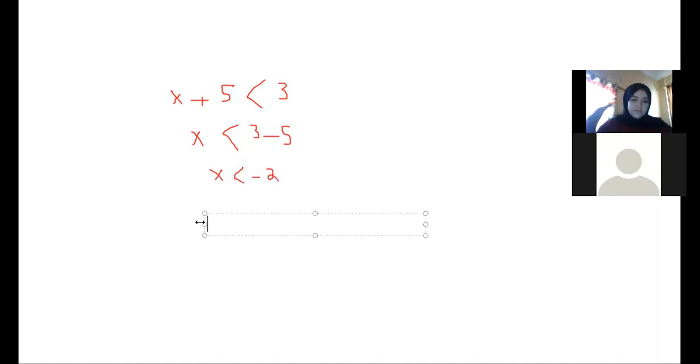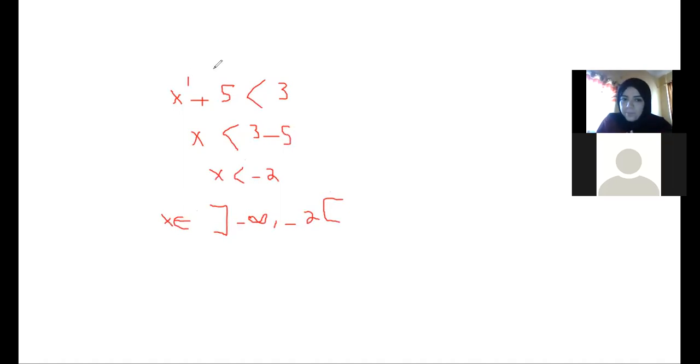Basically, we can write it as, what's it called? Since it's like an open circle, we've got an open bracket. Do we just write minus infinity till -2, right? Yeah. So that's the solution. So it's very easy to work on first degree inequality.